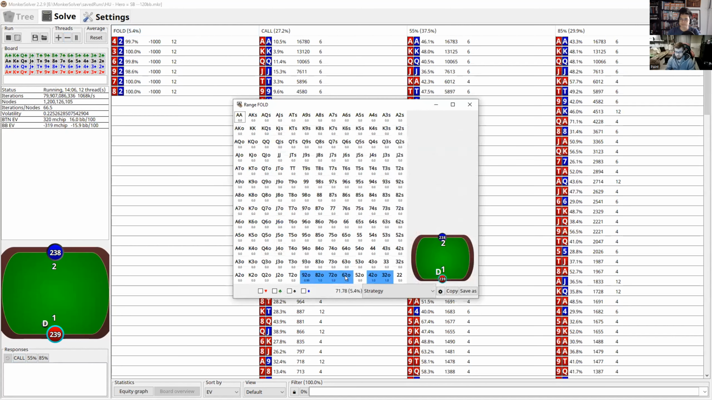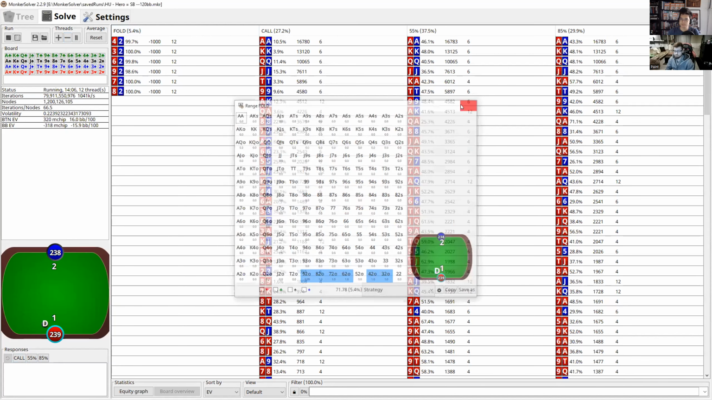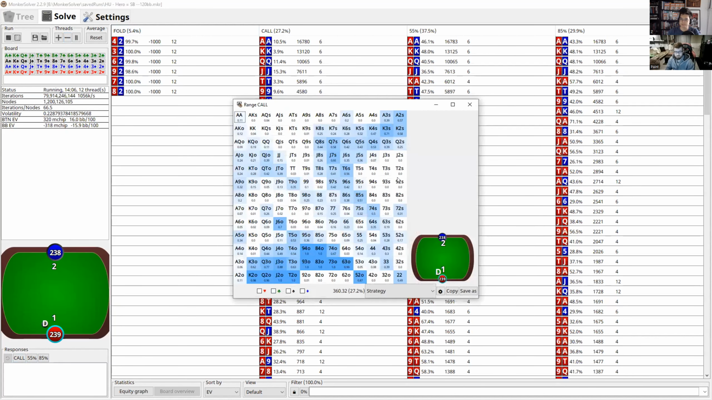Folding range, 1, 2, 3, 4, 5, 6 times the hands of folding. Calling range very similar. None of the super Broadway stuff.